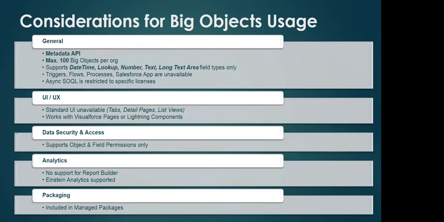So the first is the general category, and one of the things that big objects have to offer is that big objects really use the metadata API. So you can only create big objects through the metadata API. So one of the things to understand before really trying to implement or understand a big object is that you have acquaintance with the metadata API.